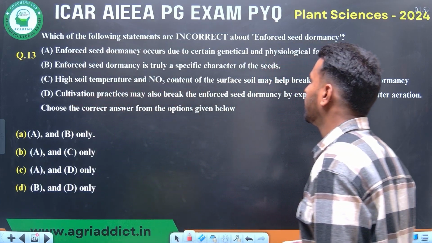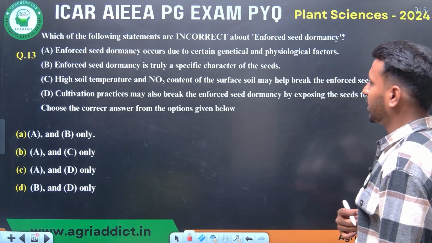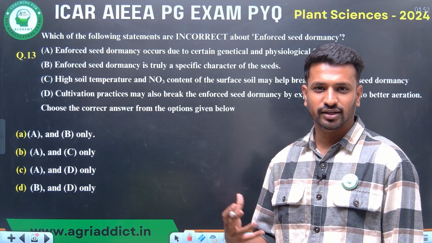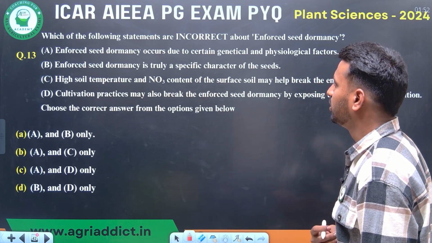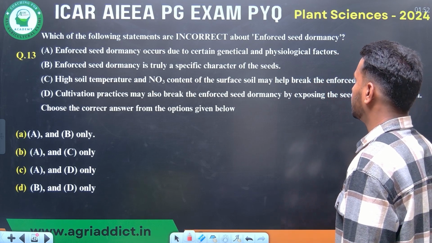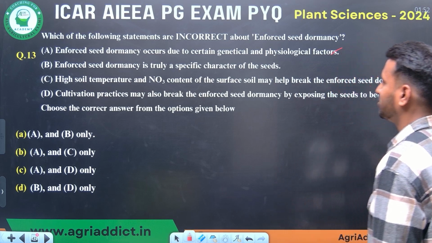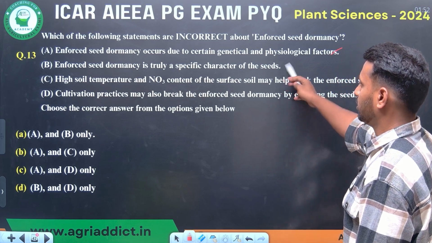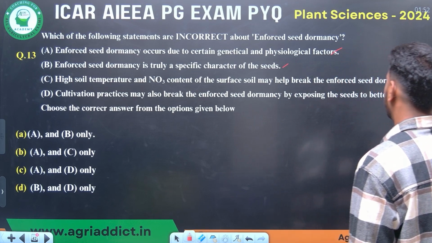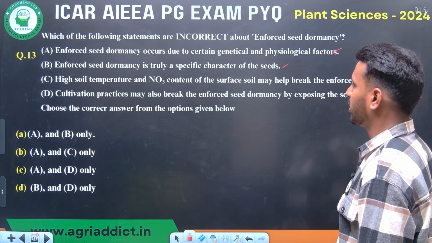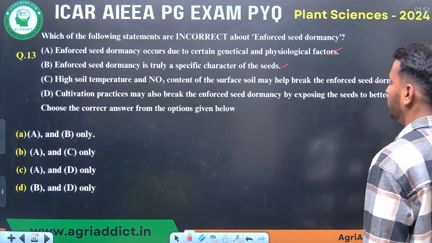Which of the following statements are incorrect about enforced dormancy? It is again asking about enforced dormancy, which was explained in one of the previous sessions. The enforced dormancy occurs due to certain genetical and physiological factors. The enforced dormancy is truly a specific character of the seeds. High soil temperature and nitrogen content of the soil help to break the enforced dormancy. Cultivation practices may also break the enforced dormancy by exposing the seeds to better aeration.